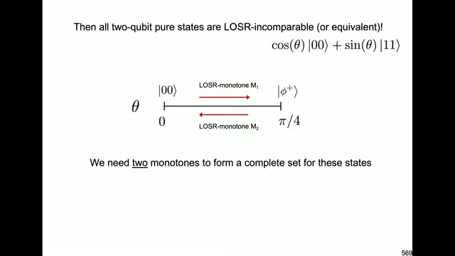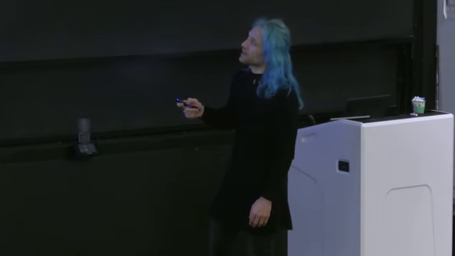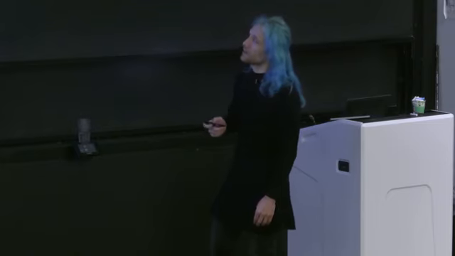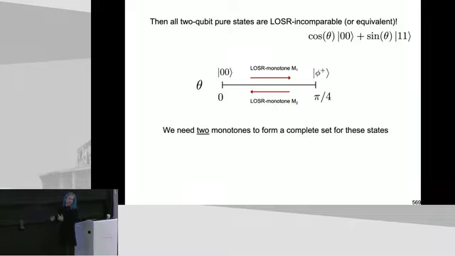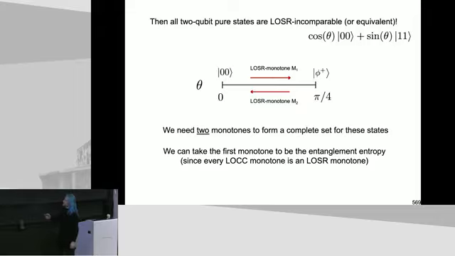So they have the opposite order, and they tell you that every point here cannot be converted to any other point, because to do so you'd have to increase one of these 2 monotones. And in fact, you could take this first monotone here just to be one of the LOCC monotones, like the von Neumann entropy of the marginal state, because every LOCC monotone is a valid LOSR monotone.